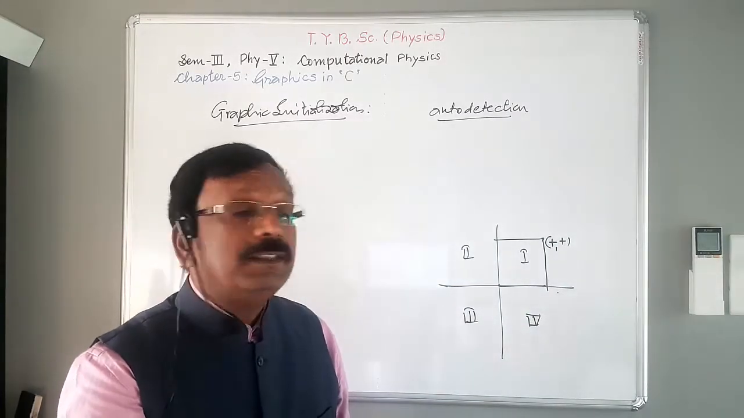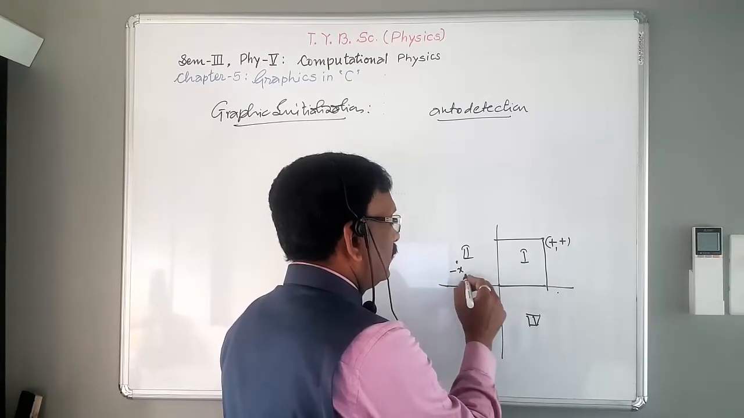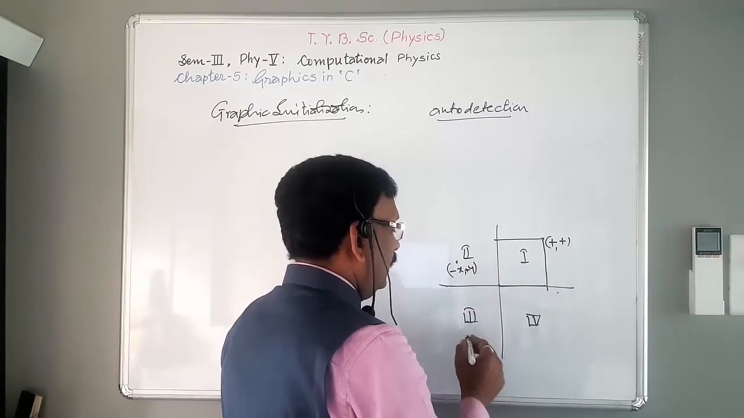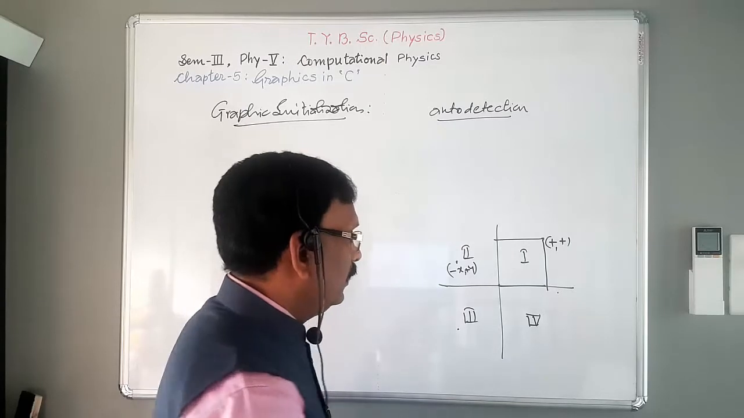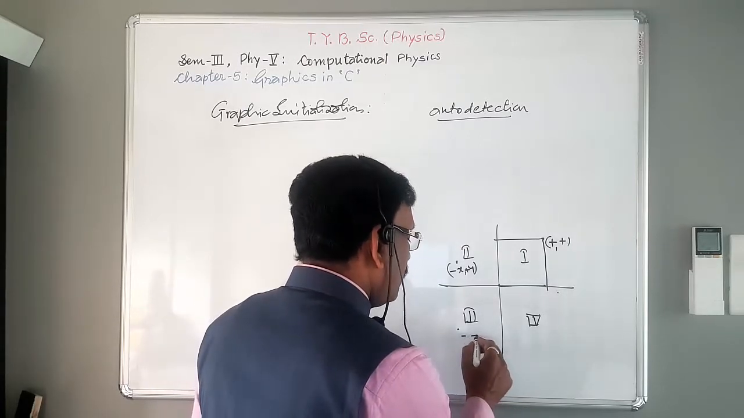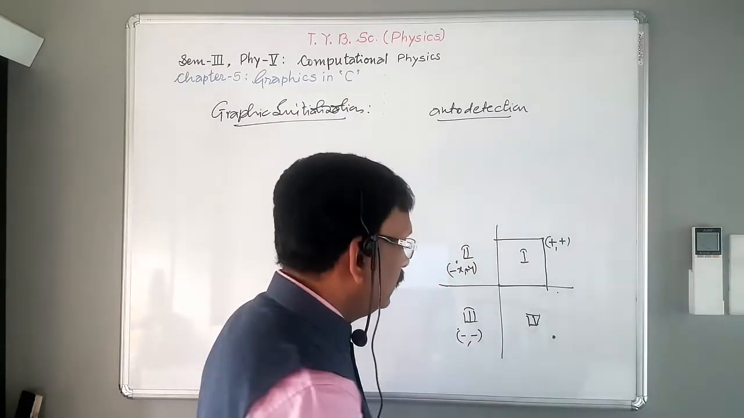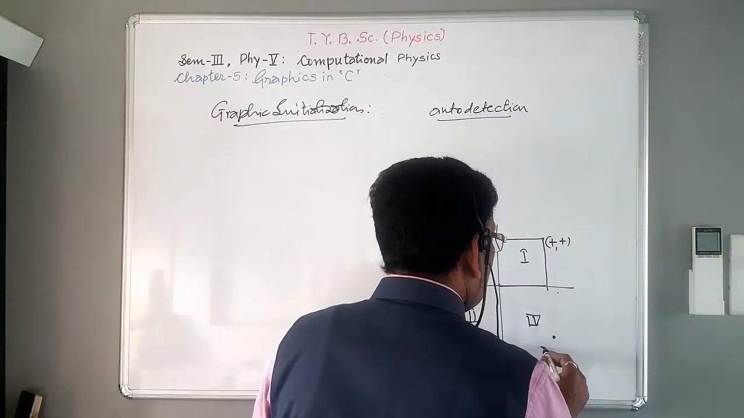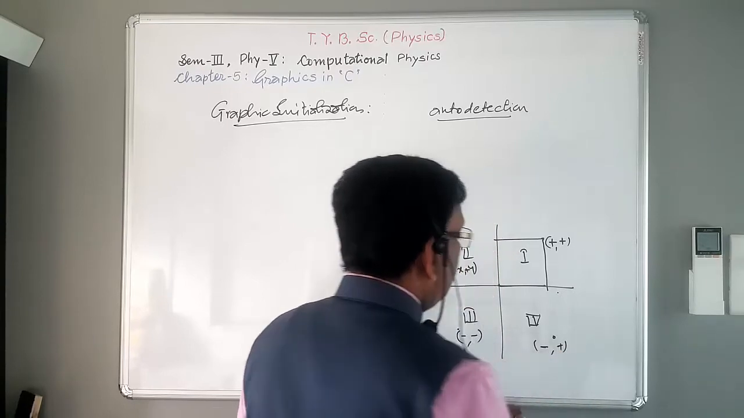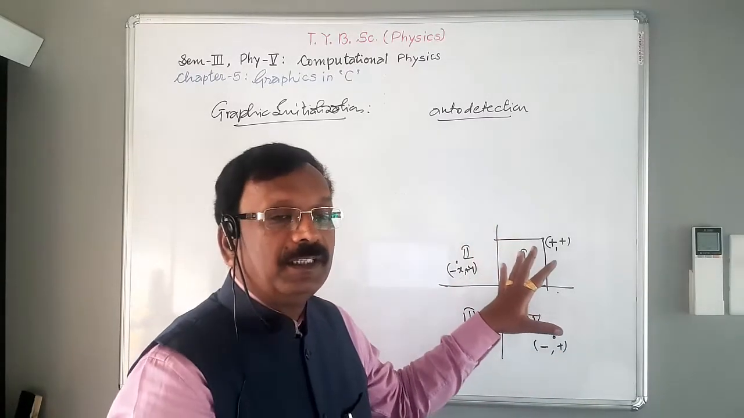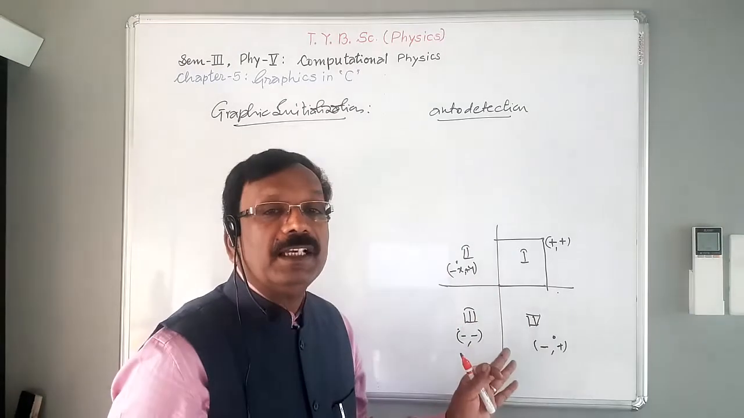If we select a point in the second quadrant, then the x coordinate is minus and the y coordinate is plus. When we consider a point in the third quadrant, then both the coordinates have minus sign, and when we consider a point in the fourth quadrant, then the first coordinate has plus sign and the second coordinate has minus sign. In this way we study the Cartesian coordinate system, and these are the sign conventions.